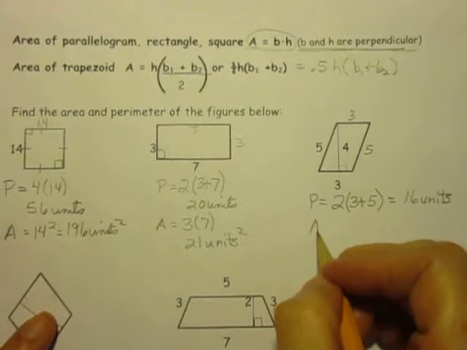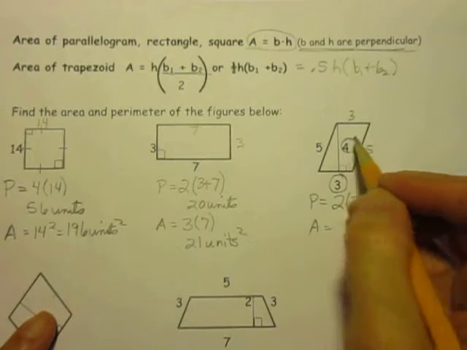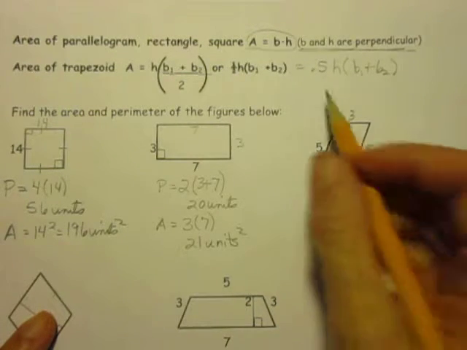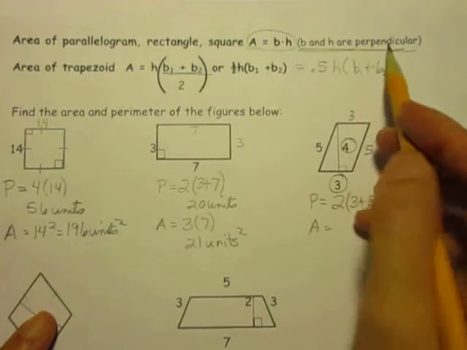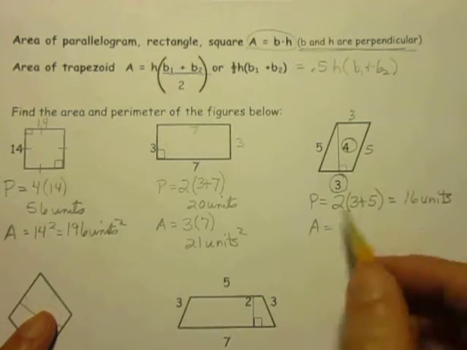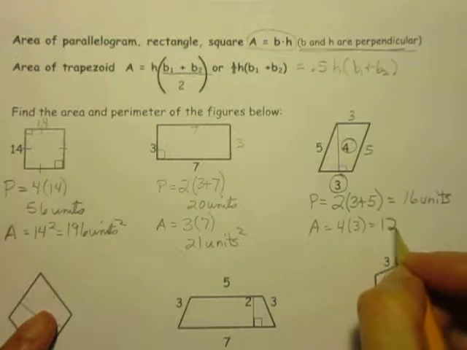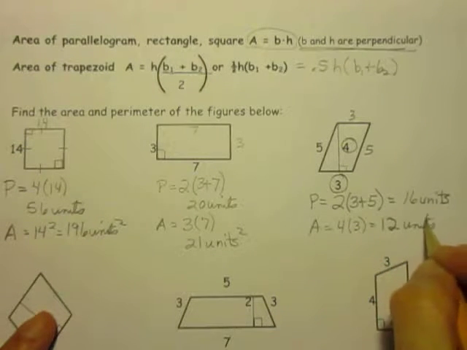Okay, and for our area, it's really important that you recognize the area is going to be equal to the base times the height. The base and the height have to be perpendicular to each other. So always remember that. It's easy to grab the 2 that are perpendicular to each other. So 4 times 3 would be equal to 12 units squared.